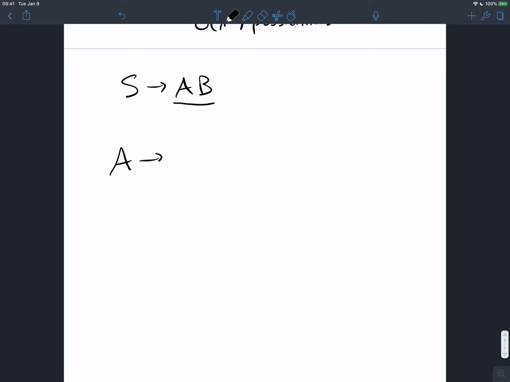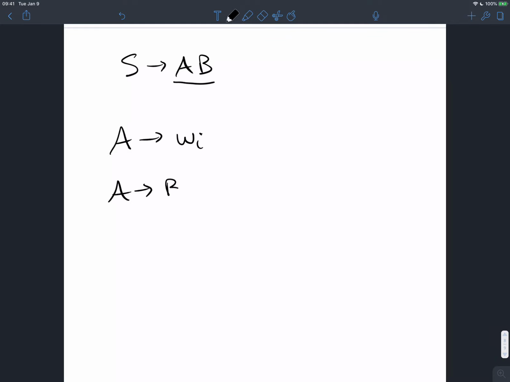If variable A, for example, makes exactly one character, say wi, then we can say that A makes wi of the string. Then if we have A goes to BC, and we know what parts of the string B and C could make, such that, for example, B makes wi through wj, and C makes from wj plus 1 through wk, then do I know anything about what A could make? wi through wk.